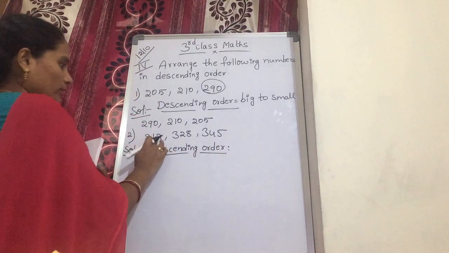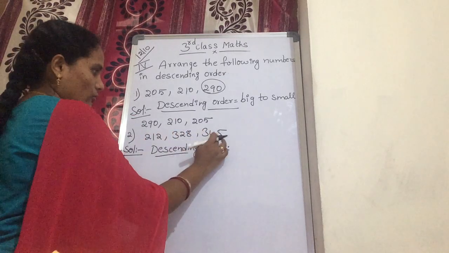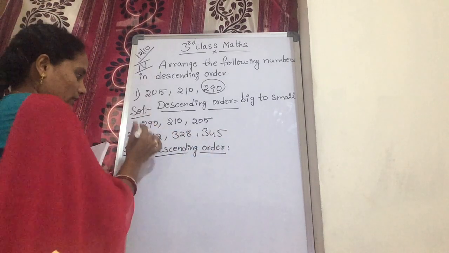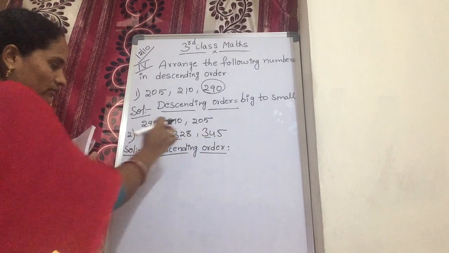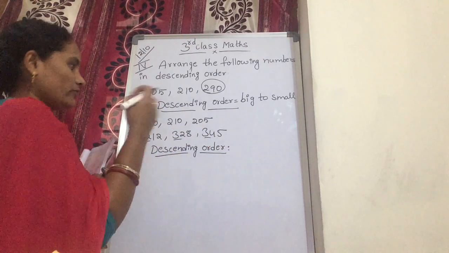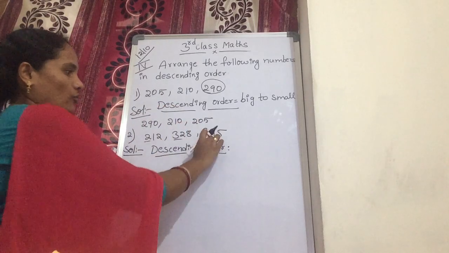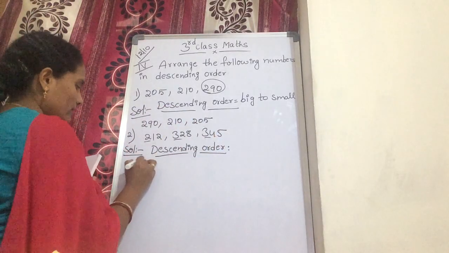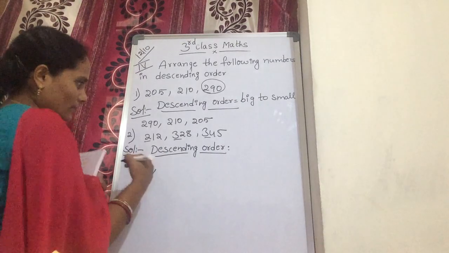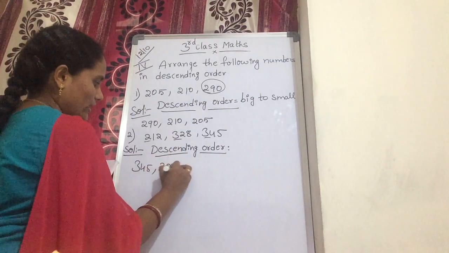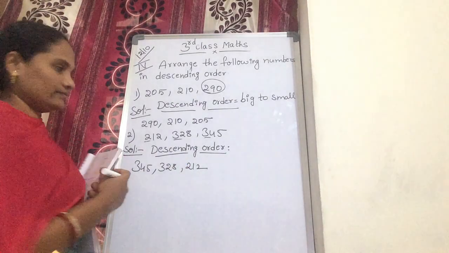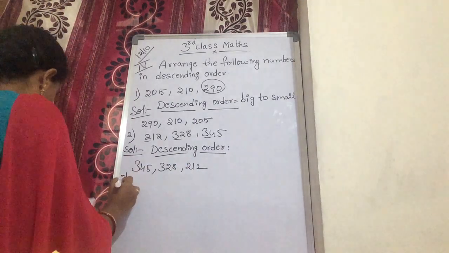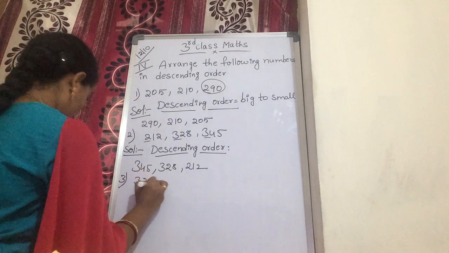Next, 212, 328, 345. These are all 3-digit numbers. We are checking in hundreds: 2, 3, 3. The 3 is the big number. These both have the same digit, so we are checking in tens: 2, 4. 4 is the big. So 345 is the big number. Next 328. Next number 212.